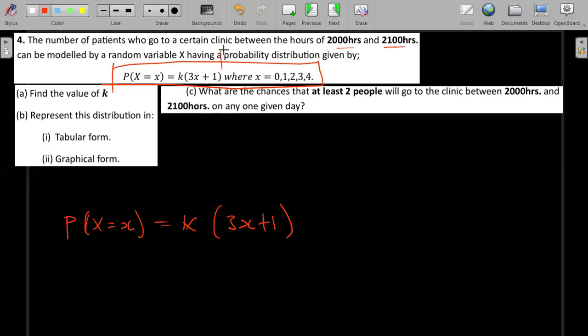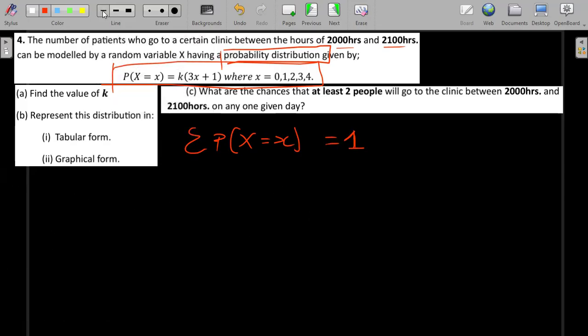Since they have said this is a probability distribution, we know that the summation of all the probabilities should always be equal to 1. So we're going to sum up the probabilities, replacing this x with the different random values that we have. The first one will be k multiplied by (3 multiplied by 0 plus 1), so I replace this x with 0, and then with 1.